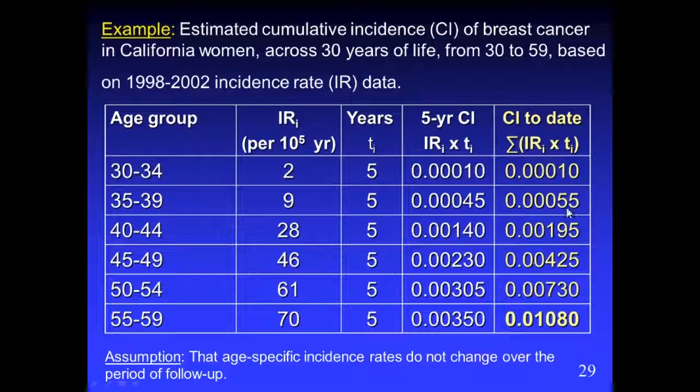And so age 50 to 59, we add that in, and then we have a figure here, 0.01080, which is about 1%. In other words, according to this calculation, California women between ages 30 and 59 have an approximately 1% chance of getting breast cancer during that time. There's an inbuilt assumption here because we're only applying 1998 to 2002 incidence rates, and of course a woman will go through a broader calendar period as she ages from 30 to 59, but because we have these incidence rate data available for this calculation, we use them. If you have incidence rate data over a broader time period, you might be able to use that as well.